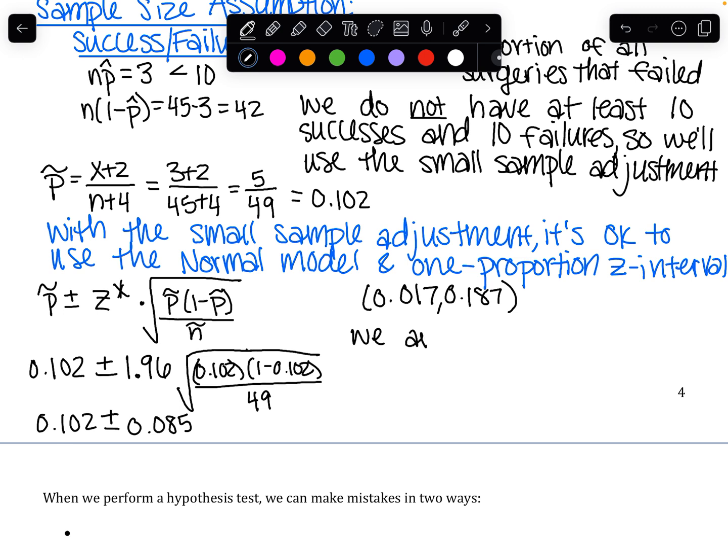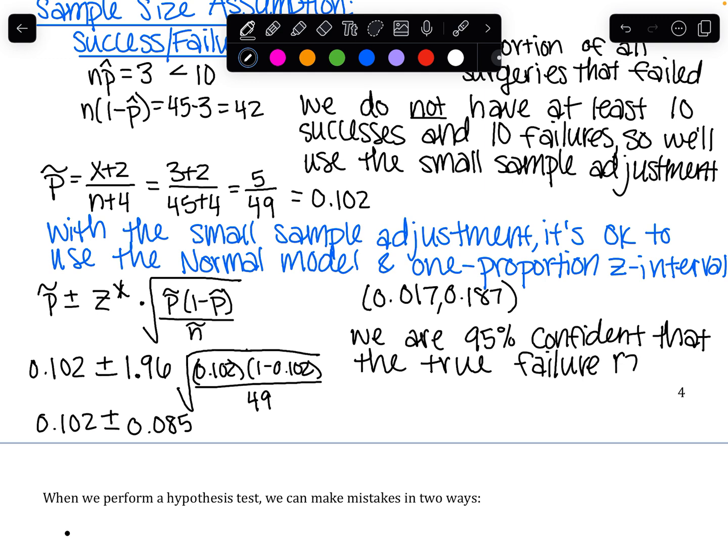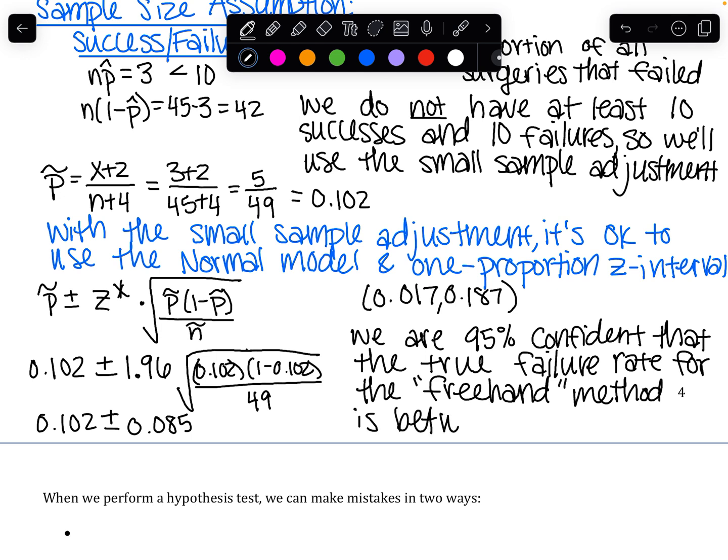Okay, so we can say we are 95% confident that the true failure rate for the freehand method is between 1.7% and 18.7%. Okay, so just that one little adjustment and everything else works exactly the same way.